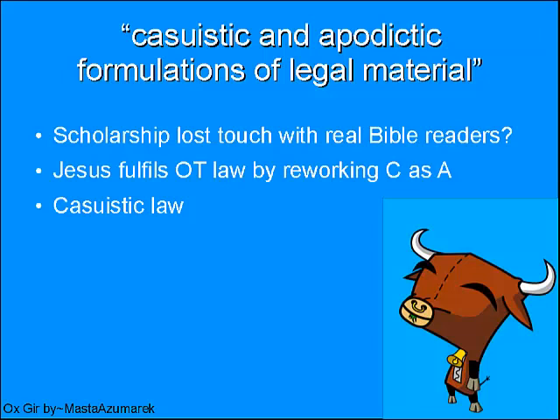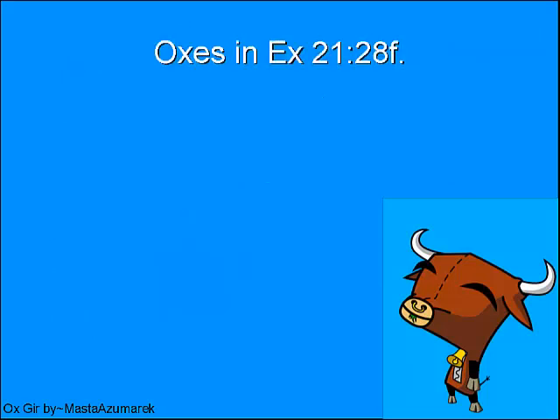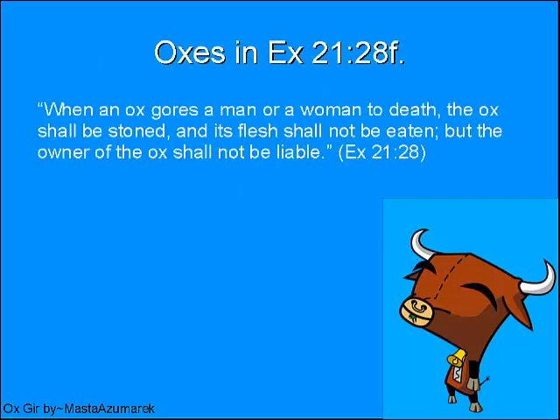So, what is a casuistic law? Well, casuistic comes from the Latin for a case, and quite simply, it's law that deals with cases. It's basically what we think of when people say law. There's a nice example talking about oxen in Exodus chapter 21. Exodus 21 verse 28. When an ox gores a man or a woman to death, the ox shall be stoned, and its flesh shall not be eaten, but the owner of the ox shall not be liable.